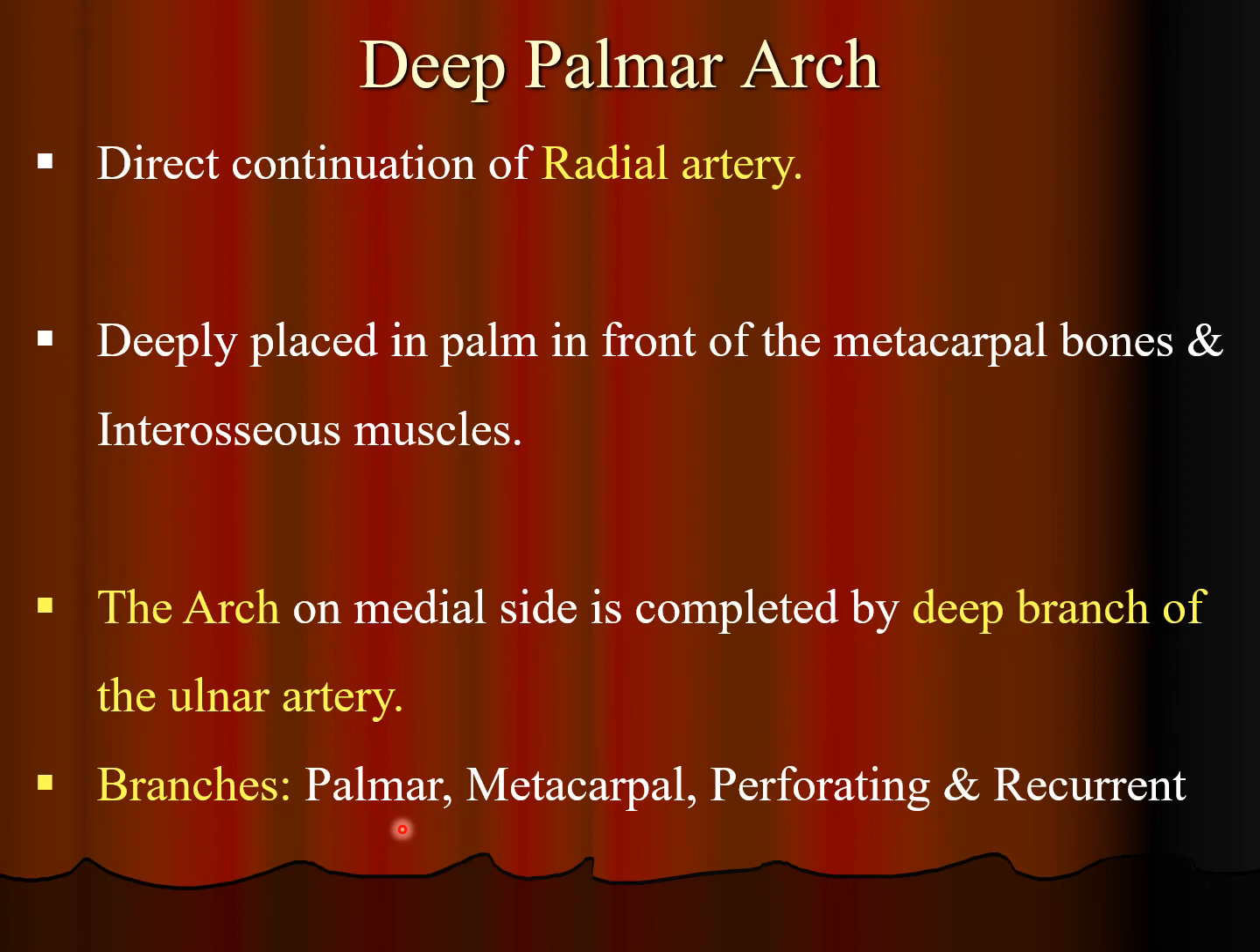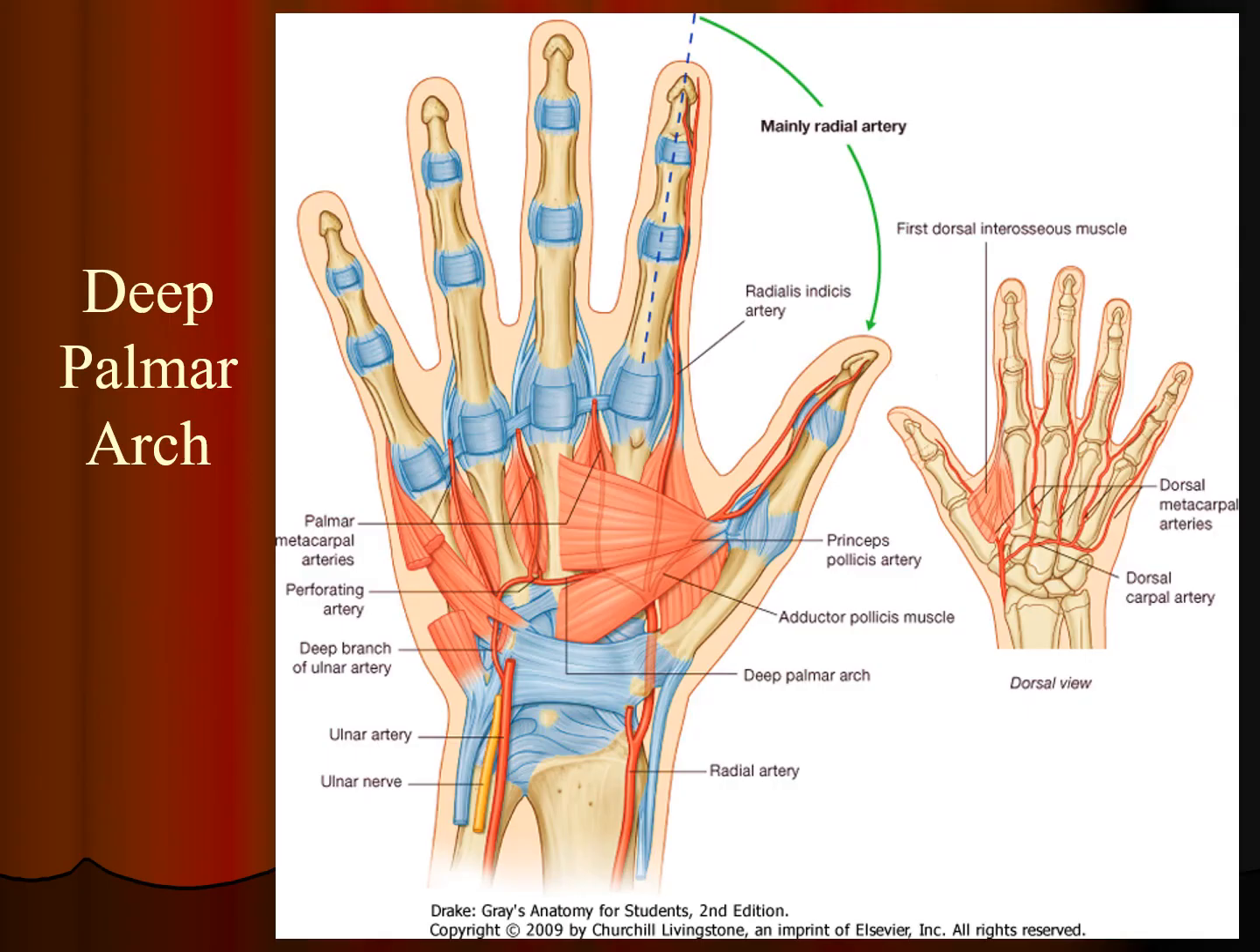It gives palmar branches to the palm, metacarpal branches to the metacarpal bones, perforating and recurrent. Recurrent will go back to the wrist to supply the wrist joint area, and perforating will perforate. Perforating means piercing. They will pierce the palmar aspect and go towards the dorsal side and supply the dorsal. Those are known as perforating branches.